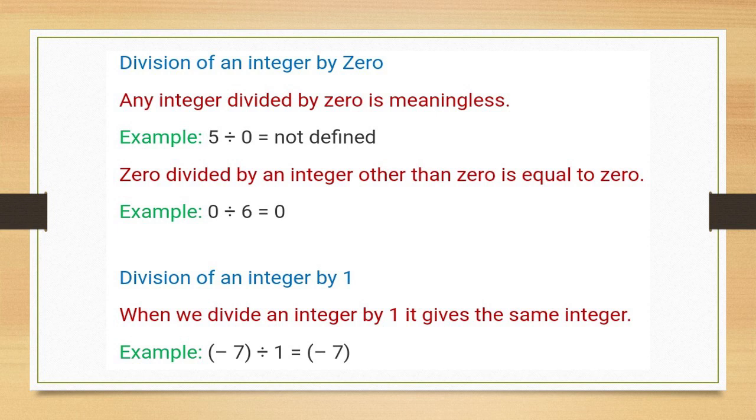Division of an integer by 1. When we divide an integer by 1, it gives the same integer. Minus 7 divided by 1 is minus 7.